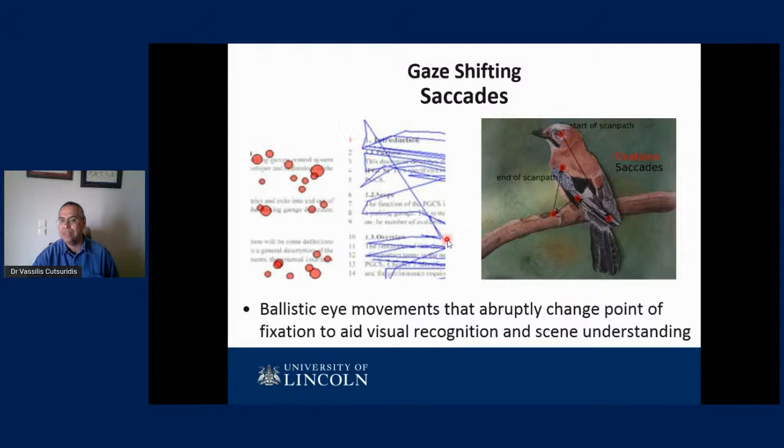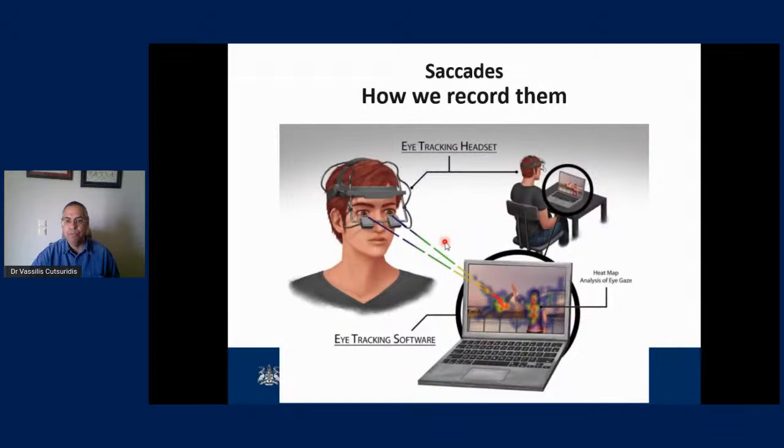Now, as for saccadic eye movements and how we record them, we use a very elaborate and complicated experimental setup, which usually involves a laptop or a computer. A subject is seated in front of a desk where the laptop is situated. Different stimuli are presented on the screen, and a headset with cameras records how the eyes move with respect to the image that the participant is viewing. Then we can see where the eyes land, where they fixate, where they saccade, and the order of those fixations and saccades.